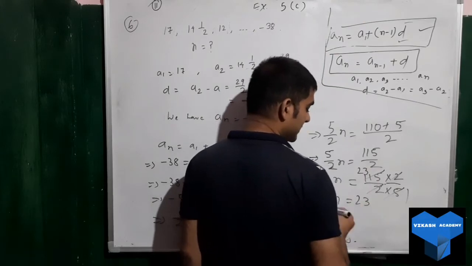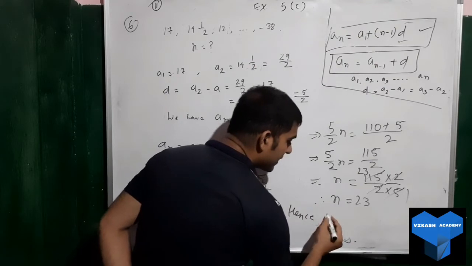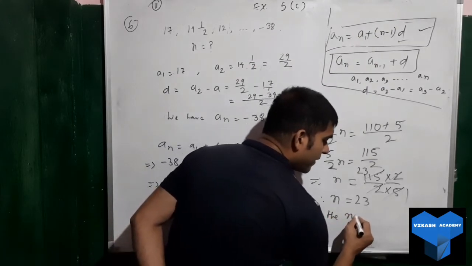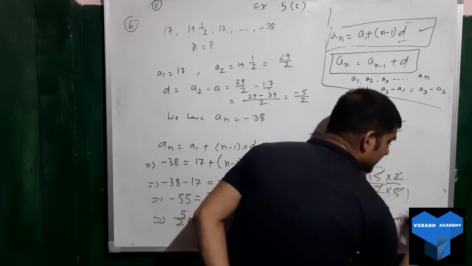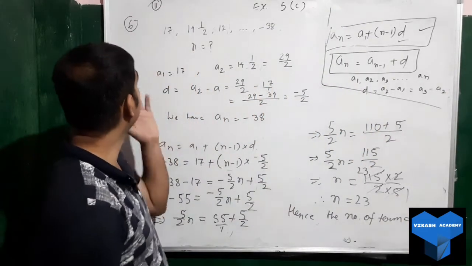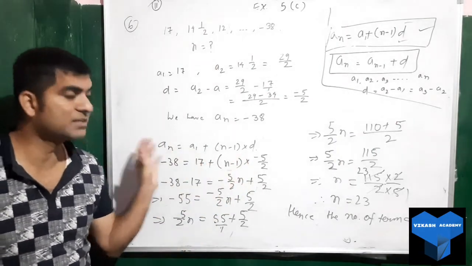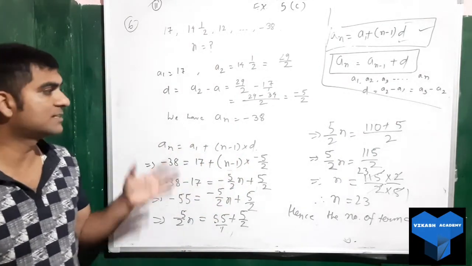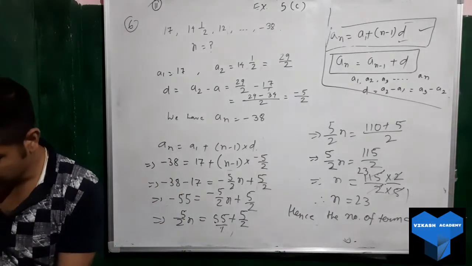23. So you write: Hence the number of terms is equal to how much? 23. So this is our answer for question number 6. I am going slow because it's a lengthy one and you need to understand each and every step, and it's very scoring. Clear? So now let us move to question number 7.